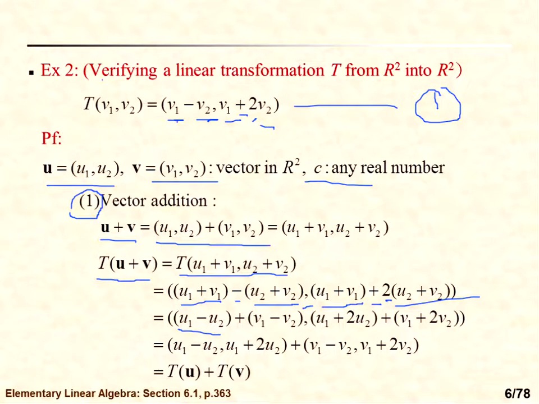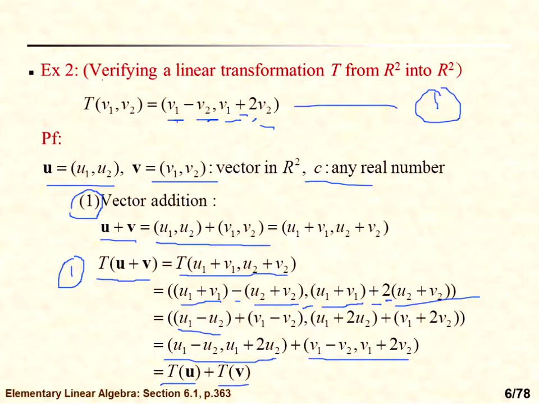Now open the bracket. Separate the U terms and V terms and take the common: (U1 - U2) + (V1 - V2), and (U1 + 2U2) + (V1 + 2V2). Whatever you see is the expression of T(U), and the other is the expression of T(V). So our first part is proved. This is our first part: T(U + V) is equal to T(U) + T(V).